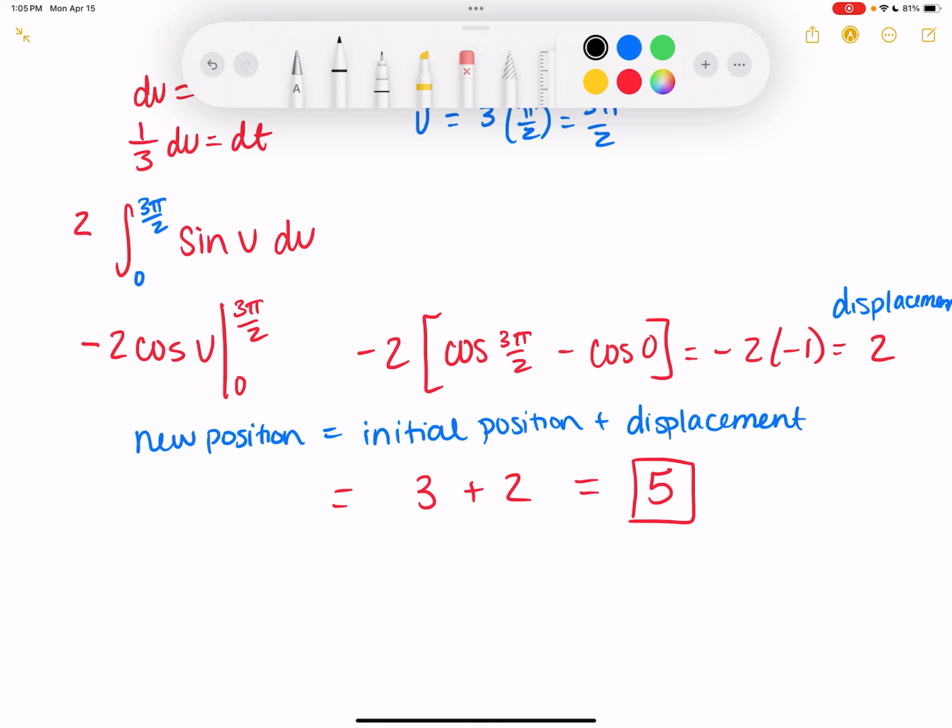This is the last part. This question: find the total distance traveled. It's not that hard.